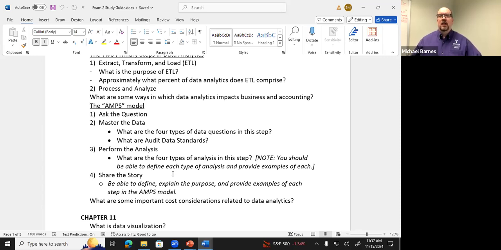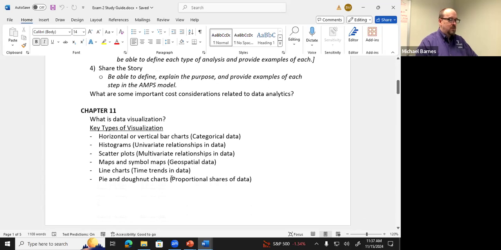Again, these are not complicated questions, but for some reason, a lot of people just kind of overlook this. I will tell you with 100% certainty that there will be questions on this on the exam. All right. Chapter 11, key types of visualization.